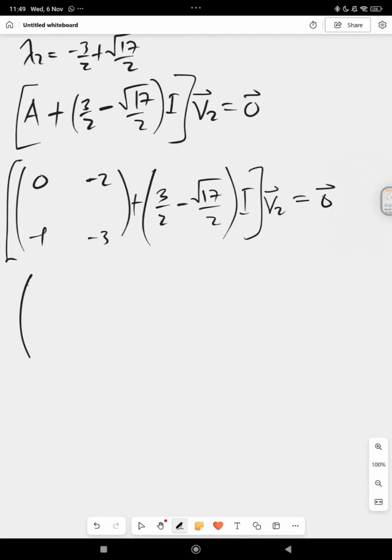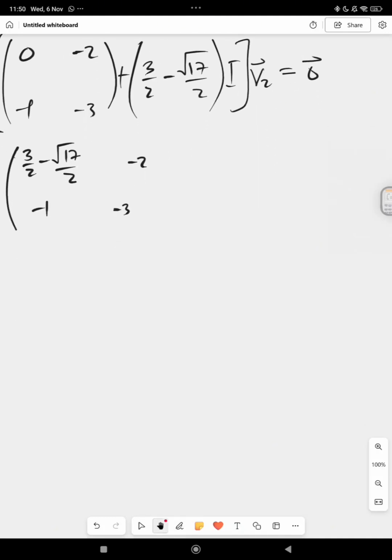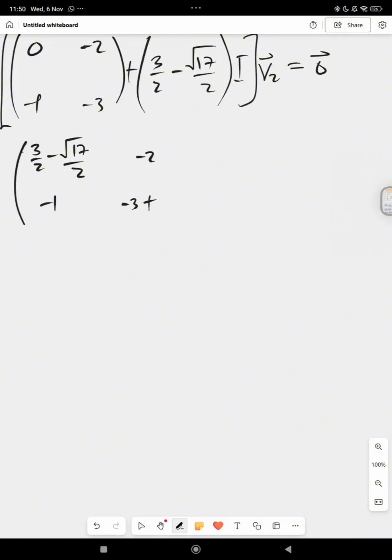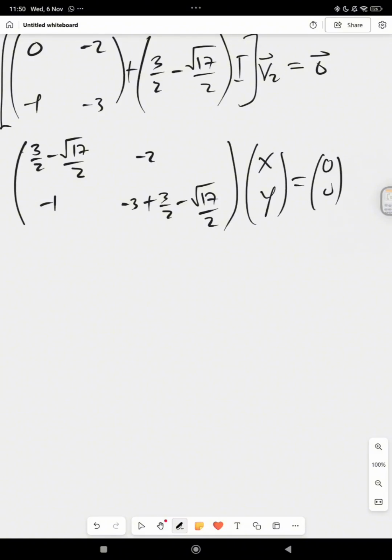So now writing this down, we'll have 3 over 2 minus the square root of 17 over 2. You have minus 2 here, minus 1, then minus 3 plus 3 over 2 minus the square root of 17 over 2, multiplied by our v2, which is given by x and y. So we just need our first expression, the first value multiplied by this value.